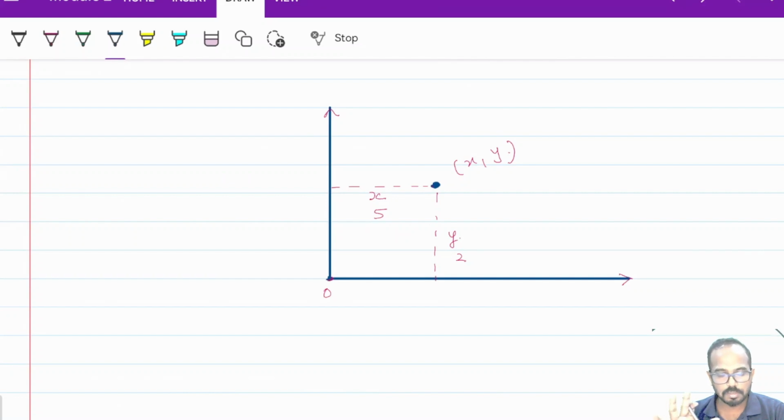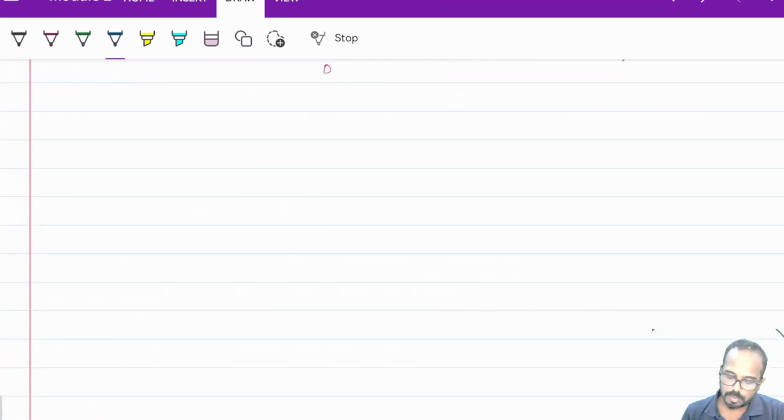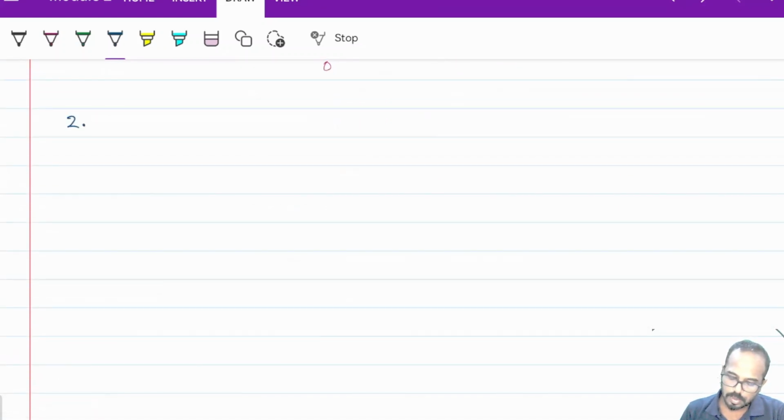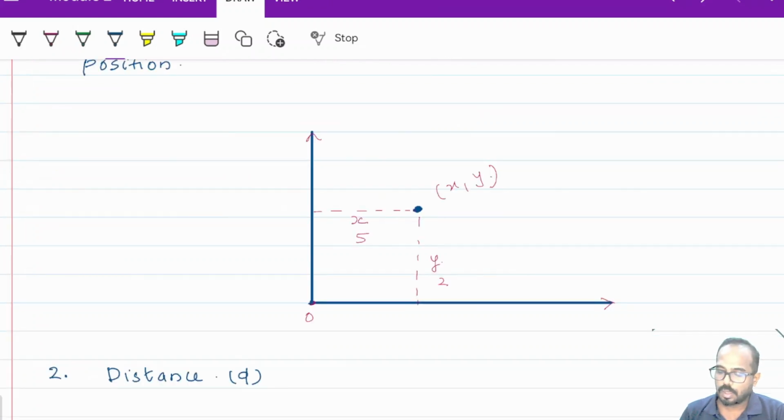Okay, position, the concept, is it clear or not? Yes. Then we will move to the second variable, distance. Distance, d, usually we will use d for distance. It is described as the total length of the path covered by an object. If you are considering this point, is it in motion? No. With respect to time, the position is not changing. That means the object or the particle is at rest.